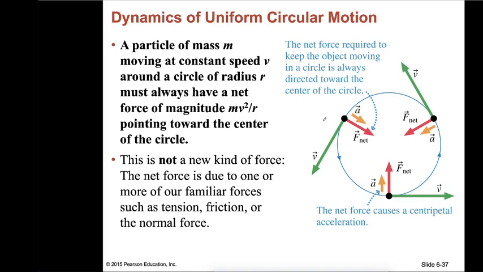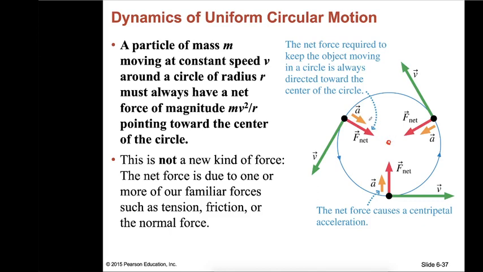Okay, so here is the dynamics of uniform circular motion. A particle of mass m moving at constant speed v around a circle of radius r must always have a net force of magnitude mv squared over r pointing towards the center of the circle. Okay, so this is talking about the force in a circular motion. In a uniform circular motion, there's always acceleration which is pointing to the center.